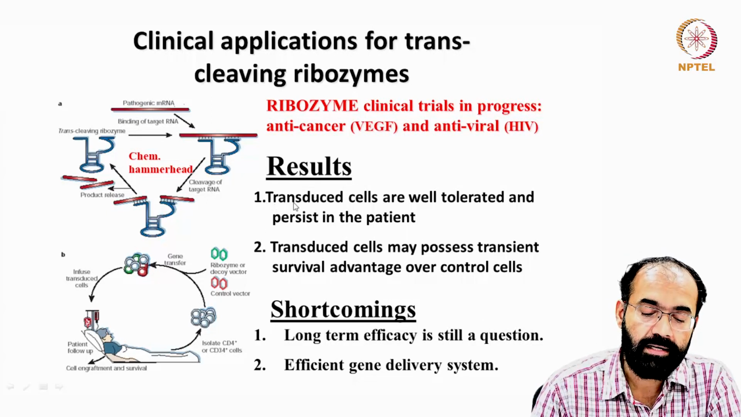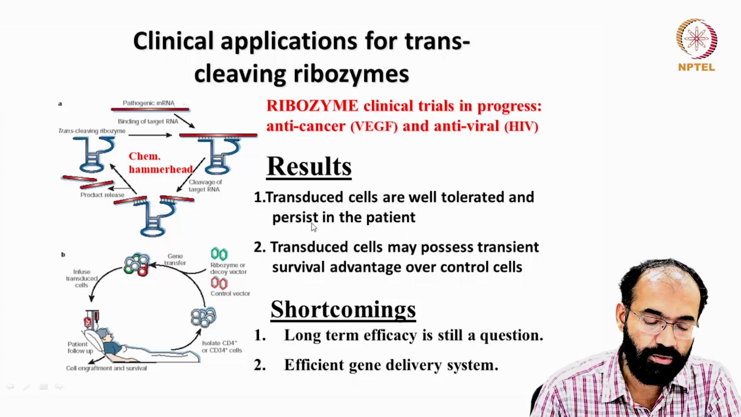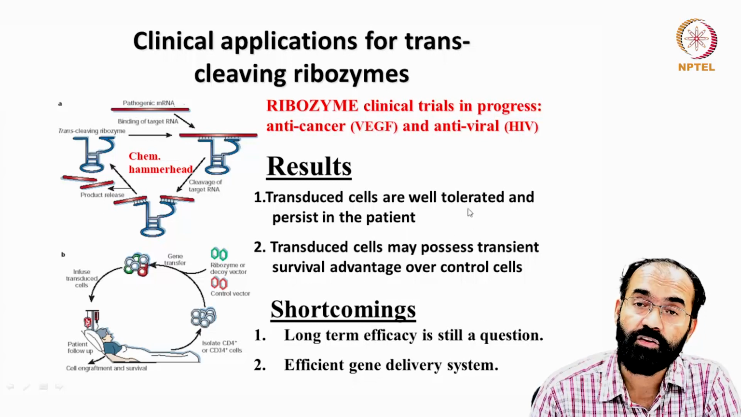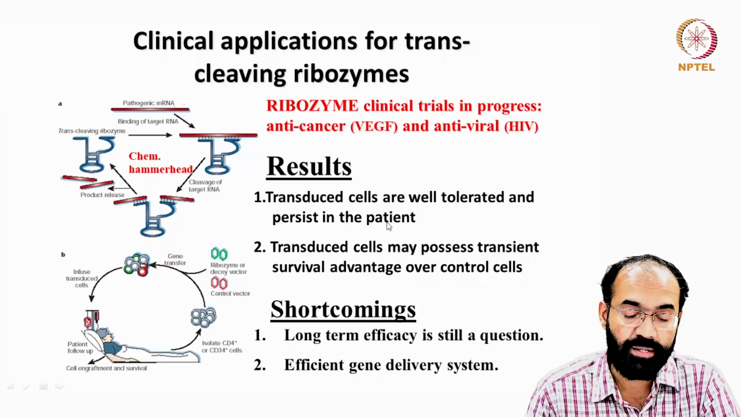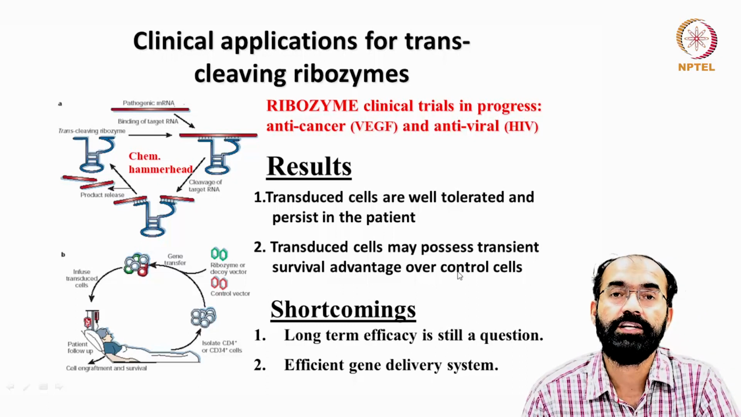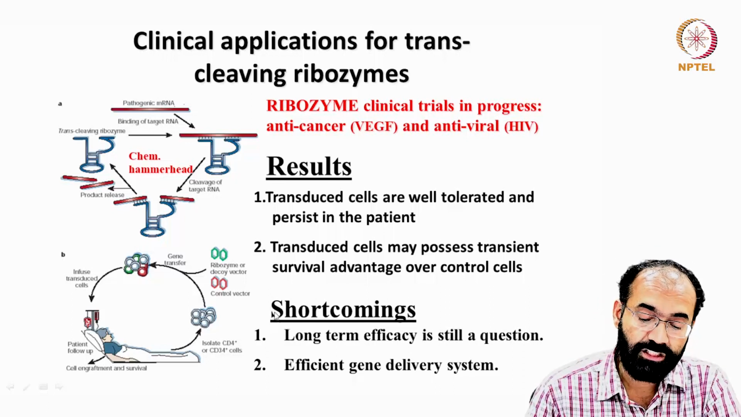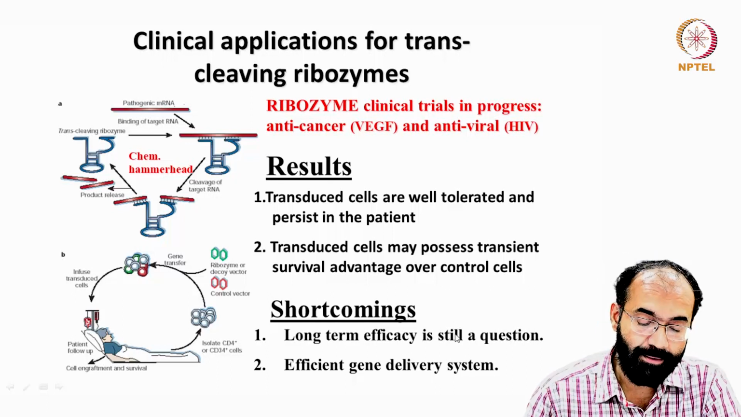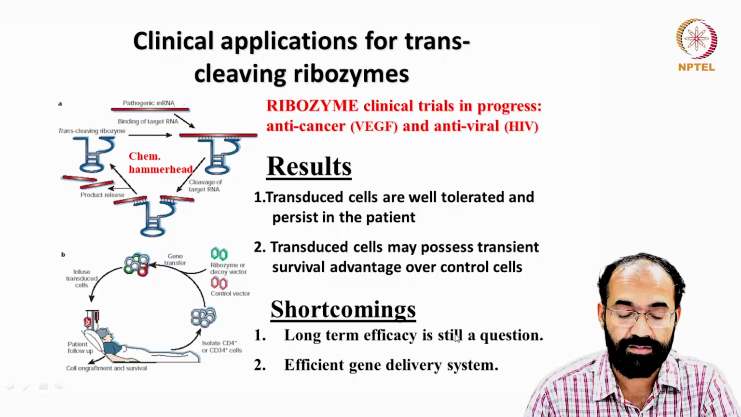So the results are, the transduced cells, as you can see here, transduced into the CD4 and CD34 cells, are well tolerated and persist in the patient. And the second result is that transduced cells may possess a transient survival advantage over control cells. Both are good. And the shortcoming is that the long-term efficacy is still a question. So every time you may have to keep doing this, but it's a life-saver approach.